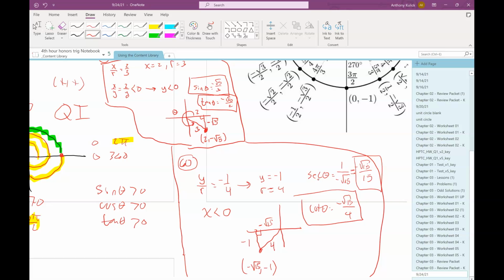And then to go from the standard position angle to the unit circle definition, you're just replacing the r's with 1. So y over r becomes y. x over r becomes x, etc. And that's it. So it's really not much to memorize, because if you know SOHCAHTOA, you kind of know all the other ones already. But you do need to make sure that you know that stuff.